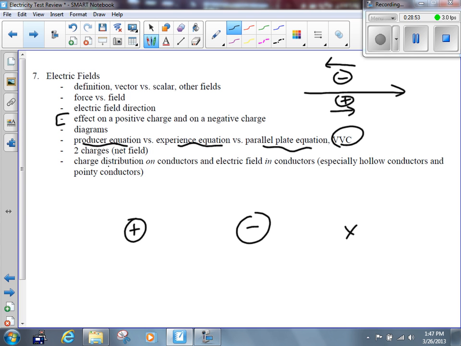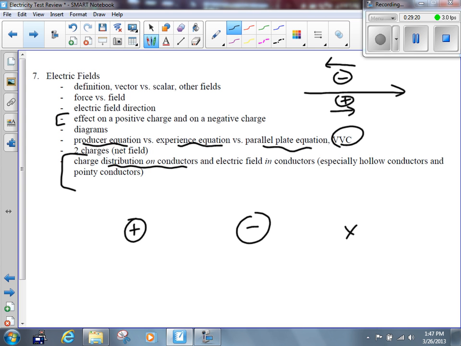Charge distribution. Basically, what you need to know about this is you got a bunch of extra electrons on this conductor. Where do they go? They always go to the outer surface. If it's a uniform surface, then they're going to be evenly distributed. If it's a pointy surface, then they're going to collect more at the point. They're going to be more concentrated at the point than they are everywhere else.